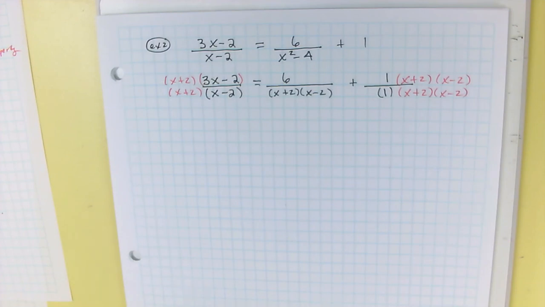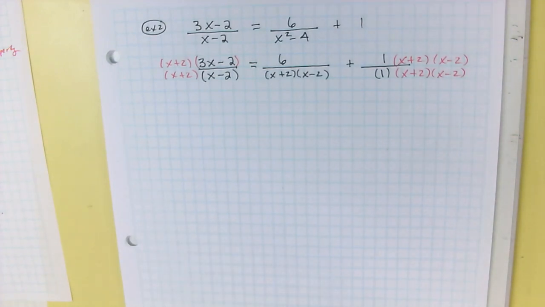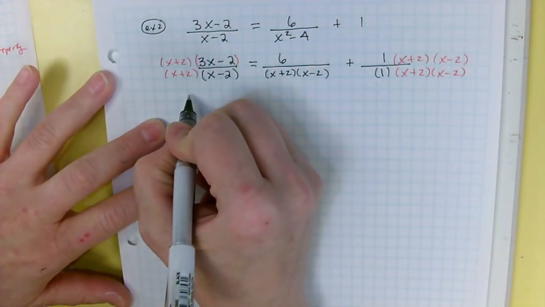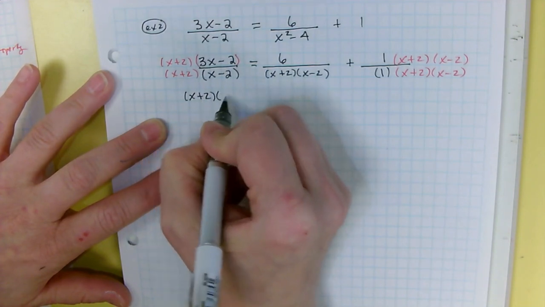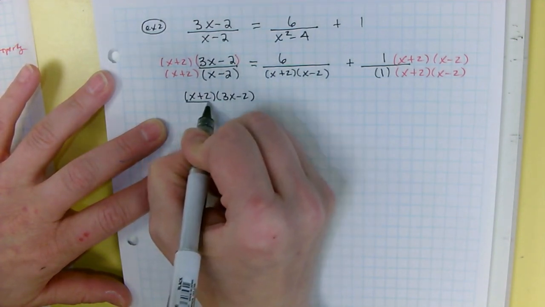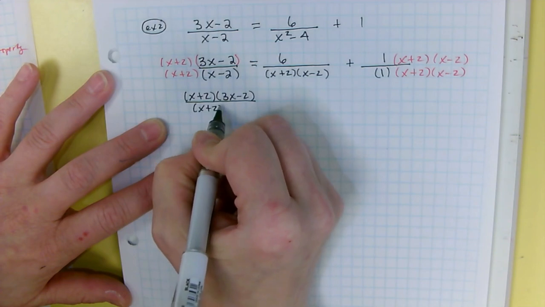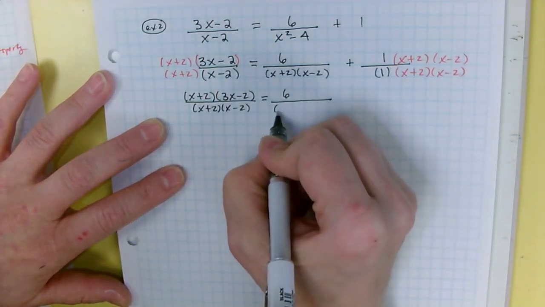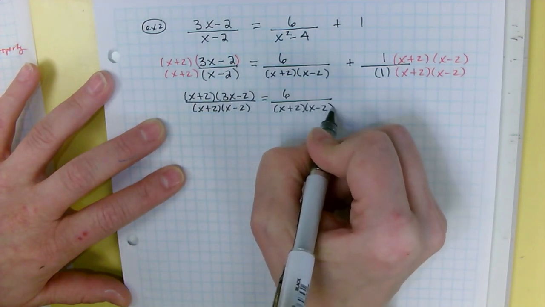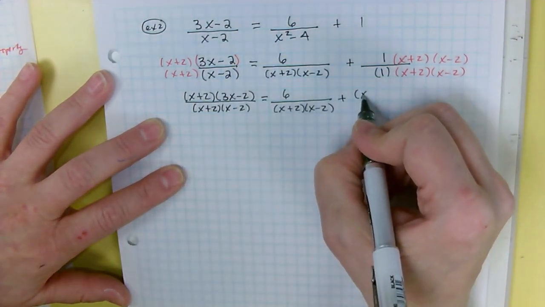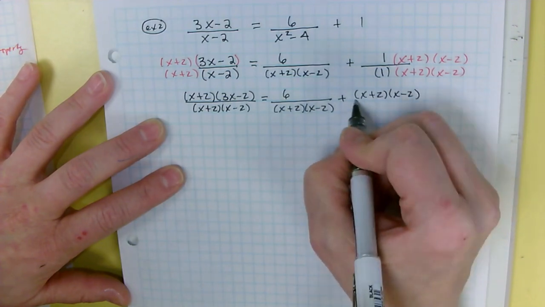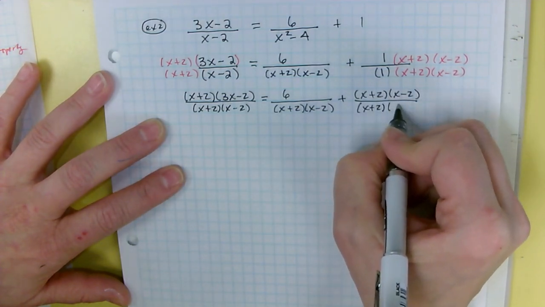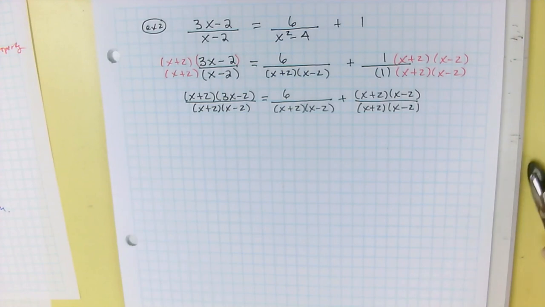All right, so normally I wouldn't write this next step out, but this is notes, and I want you to see really clearly where things go. So we're going to write out what we've got. We have x plus 2 times 3x minus 2 over x plus 2, x minus 2 equals 6 over x plus 2, x minus 2 plus x plus 2, x minus 2 over x plus 2, x minus 2. So now we have a common denominator for all three terms.